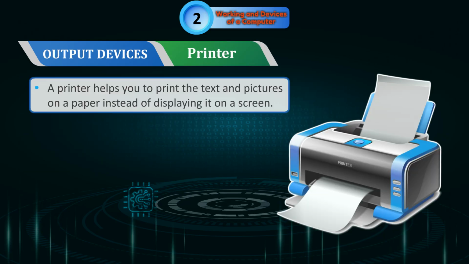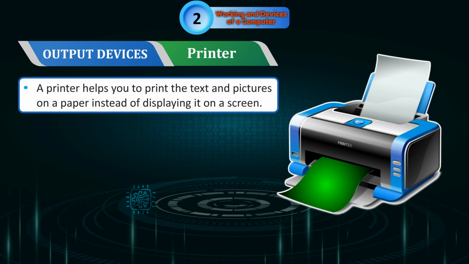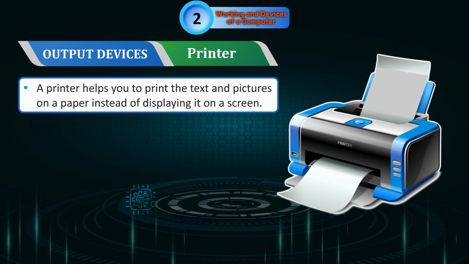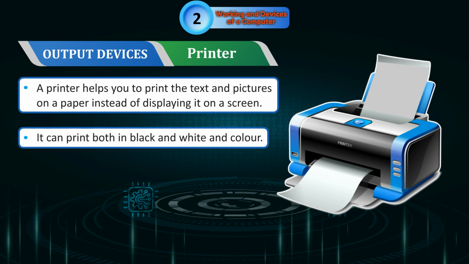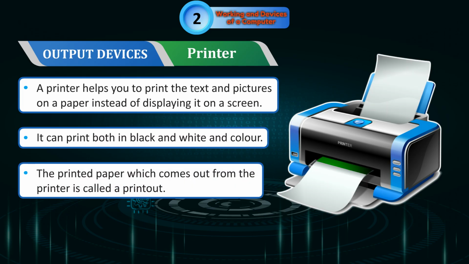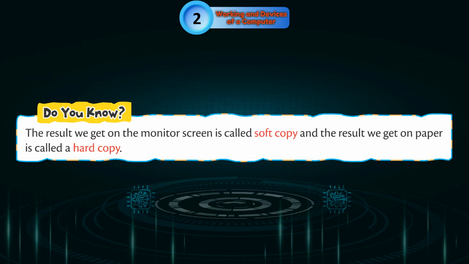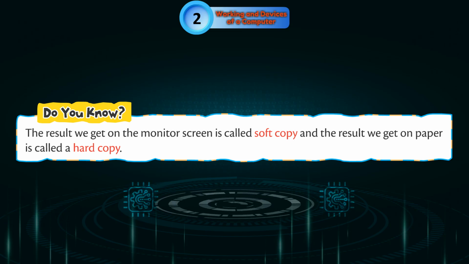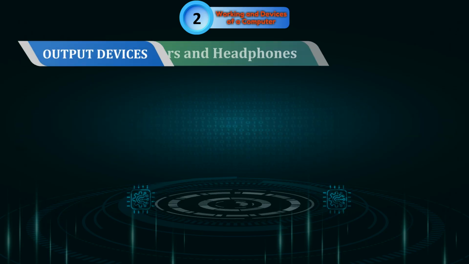Printer. A printer helps you to print the text and pictures on a paper instead of displaying it on a screen. It can print both in black and white and color. The printed paper which comes out from the printer is called a printout. Do you know? The result we get on the monitor screen is called soft copy, and the result we get on paper is called a hard copy.